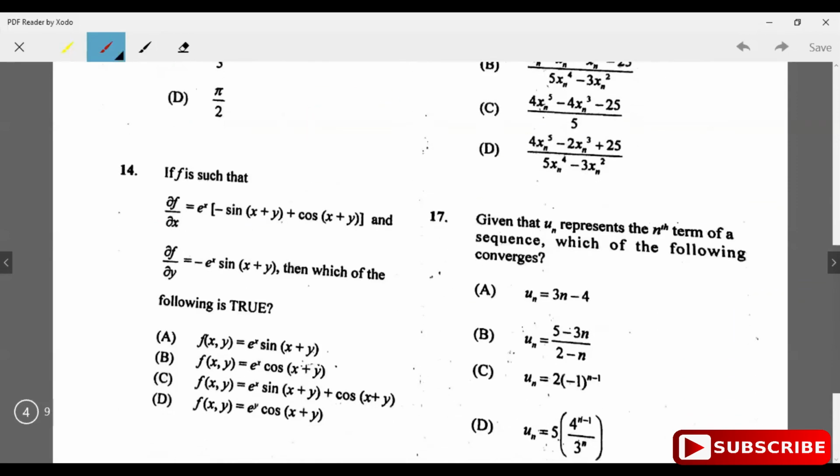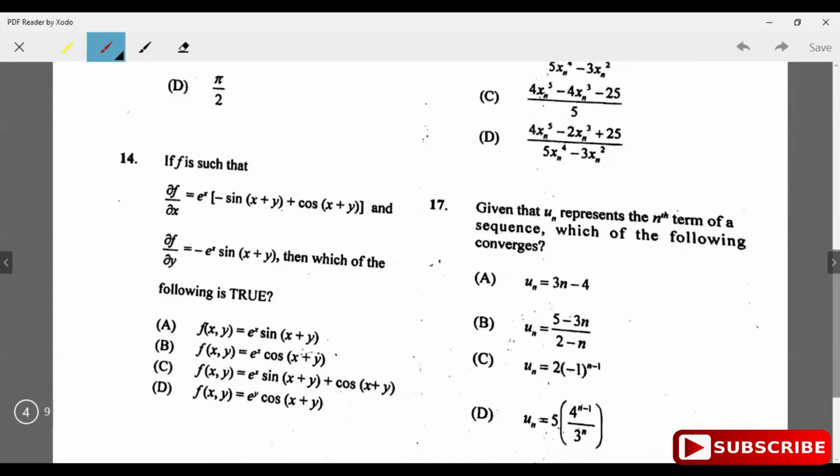Question 14 is asking us, it is saying if f is such that ∂f/∂x is equal to that, and ∂f/∂y is equal to this, then which of the following is true? Now, this question has been repeated for many years. The answer is option B. How did we work it out?